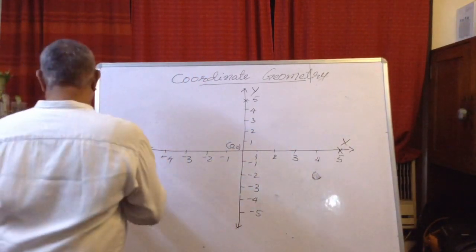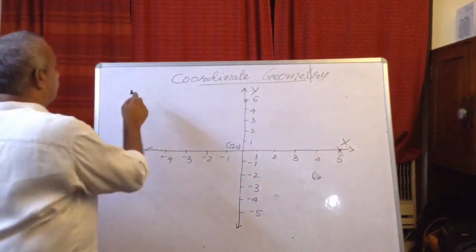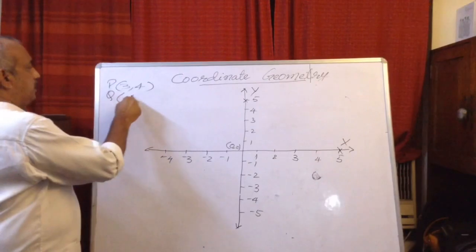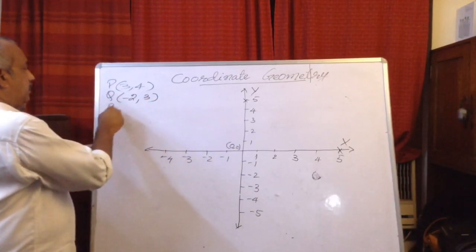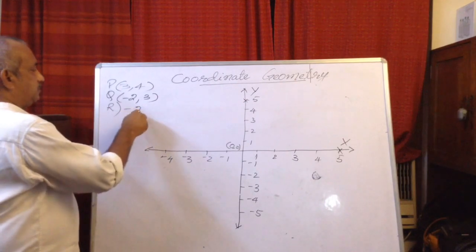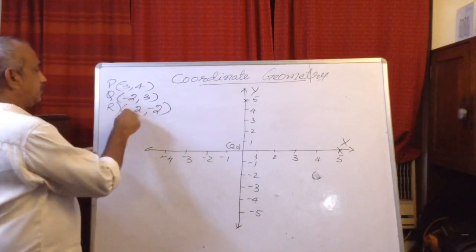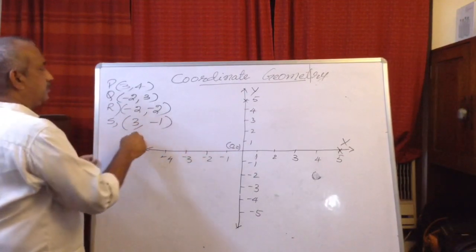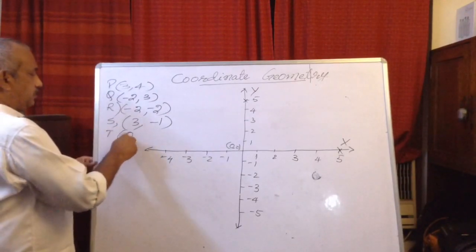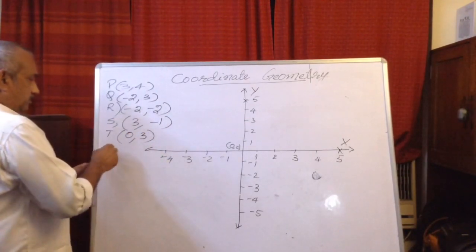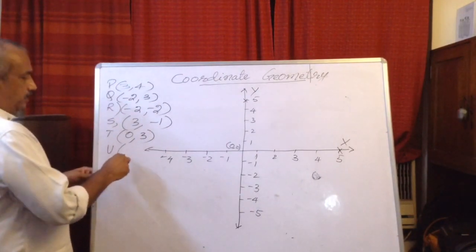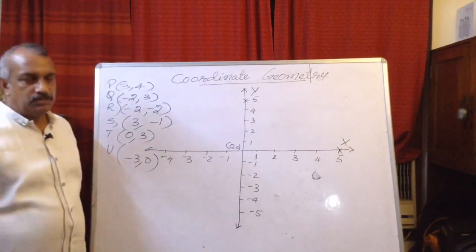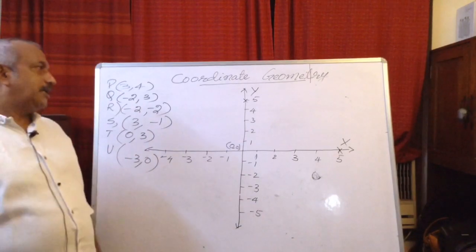Suppose we are asked to plot these points: P, 3, 4; then Q, -2, 3; then R, -2, -2; then S, 3, -1; then T, 0, 3; U, say -3, 0. So this is a very important question. Plot the following points on a Cartesian plane.